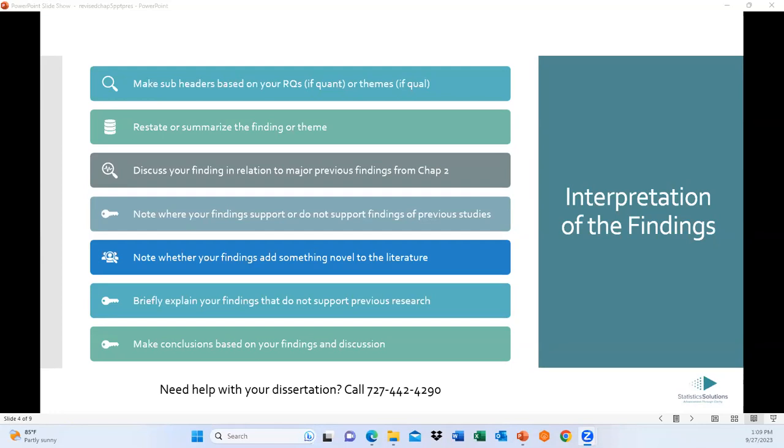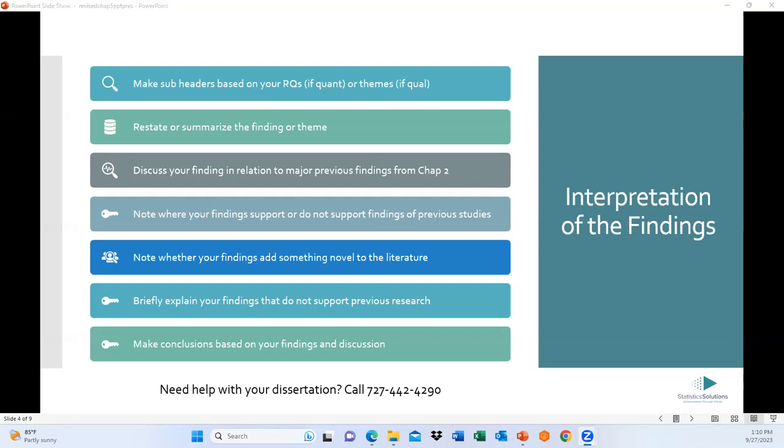Okay, all right. Then you can make conclusions based on those discussions, right? If your findings support previous research, well, then whatever it was that you looked at, you can make a conclusion about that, right? If your findings don't support previous research, that suggests that things are still kind of inconclusive, which may indicate that more research is needed in the area.